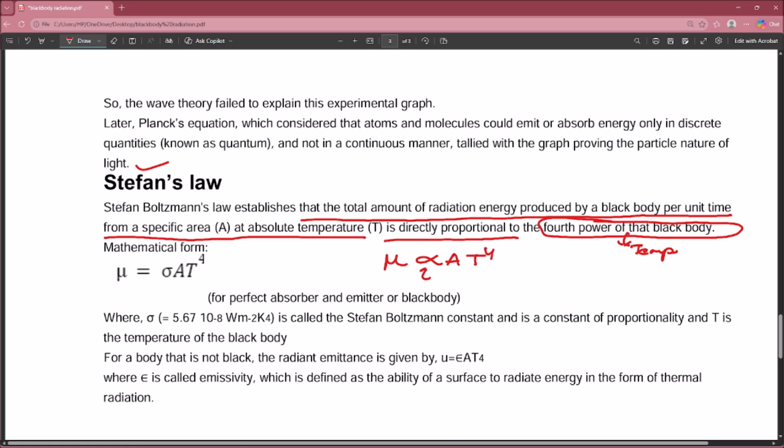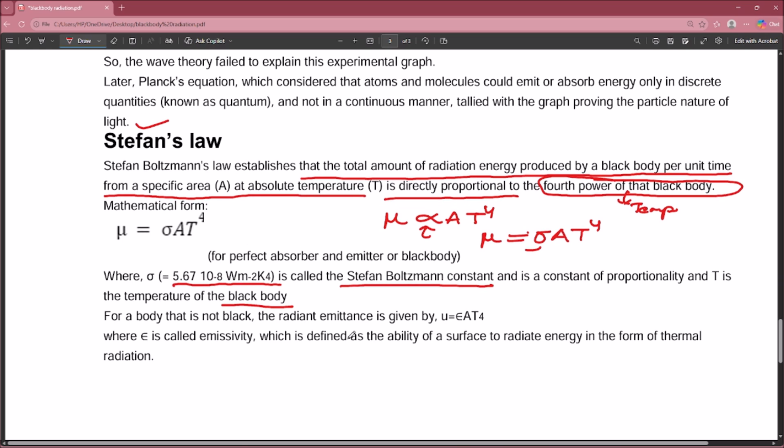If the proportionality sign is removed, this U, the energy, is equal to σ A T^4, where σ is the proportionality constant. This σ is called the Stefan-Boltzmann constant, whose value is 5.6 × 10^-8 W/m²K⁴. This is the unit. It is a proper constant, and T is the temperature of the black body.